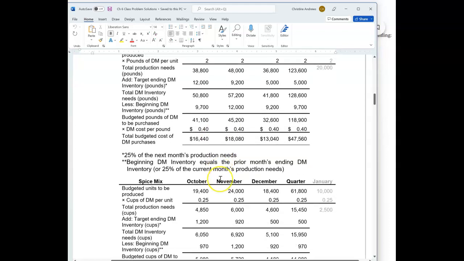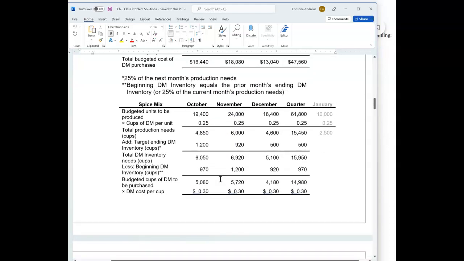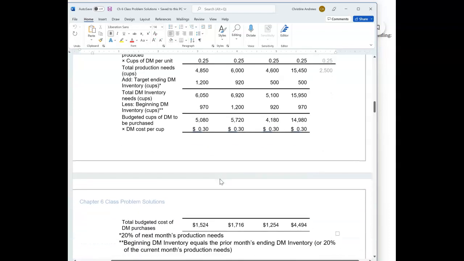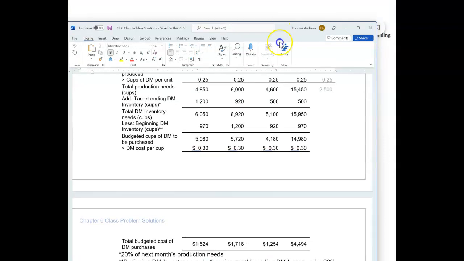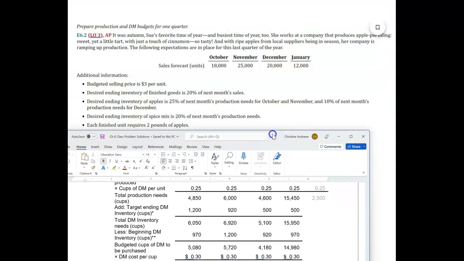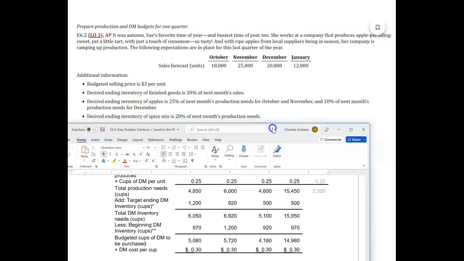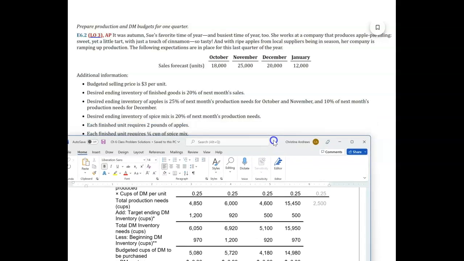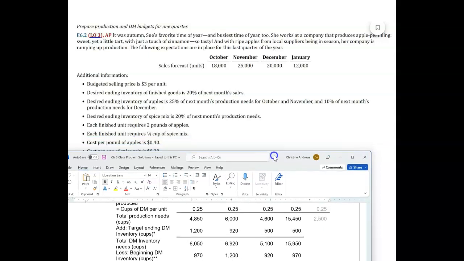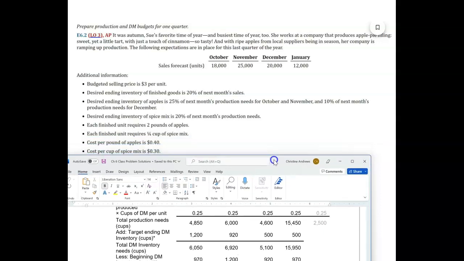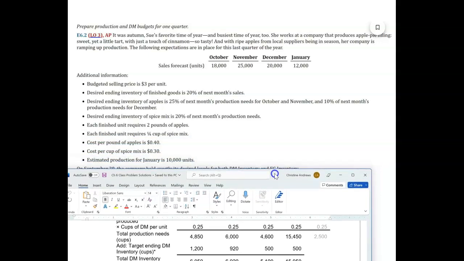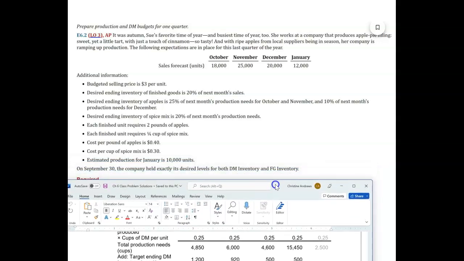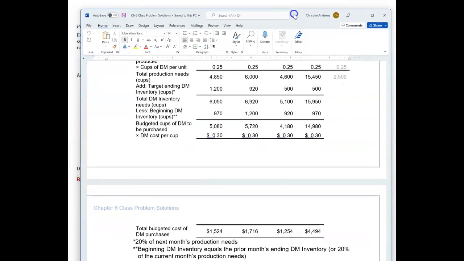Now we've got one more direct material piece, and that would be spice. And for spice, this changes a little bit. Ending inventory of spice is 20% of next month's production needs. And each finished unit requires a 1/4 cup of spice. Cost per cup of spice then is 30 cents. So let's see what we've got here.